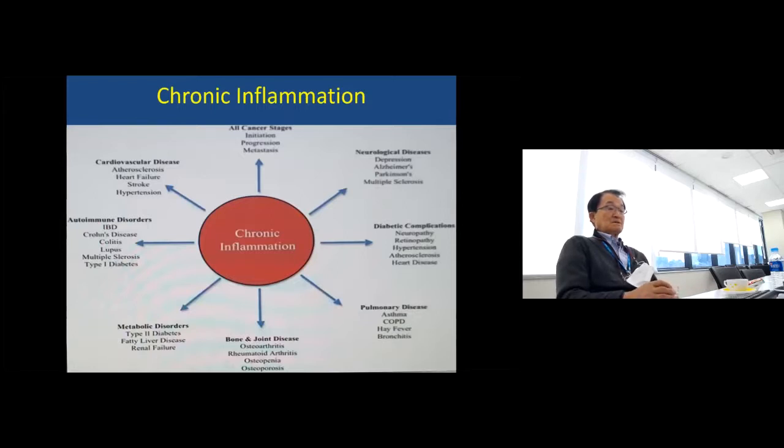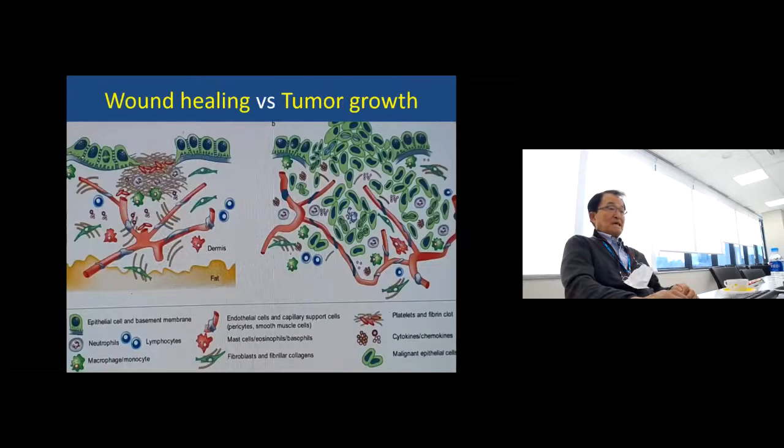And so in chronic inflammation, including even depression, Alzheimer, Parkinson, all those unknown diseases have also been reported to be related to inflammation. So we have to study more and more this chronic inflammation. But biologically or histologically, wound healing versus tumor growth are very similar. So that's why by imaging, it's not easy to separate tumor from wound healing or inflammation. This wound healing is basically an inflammatory process, very similar.